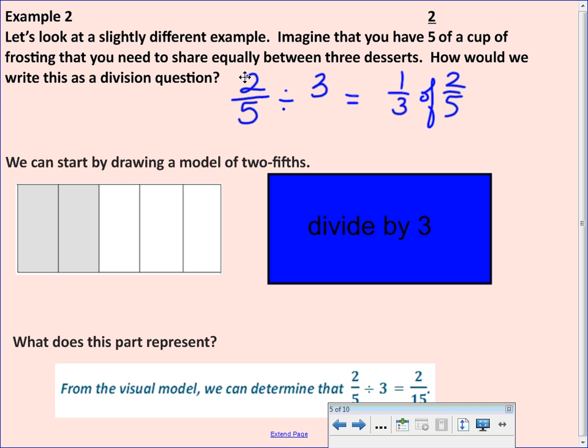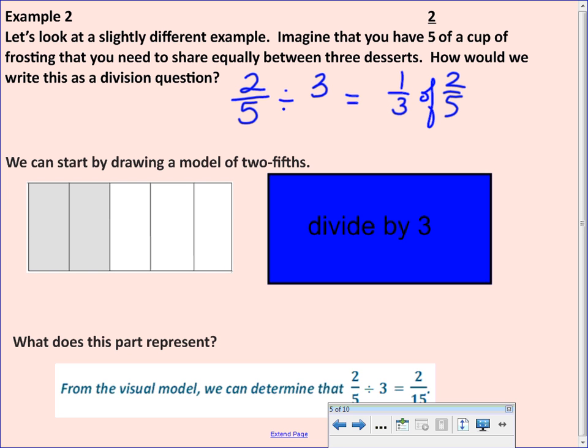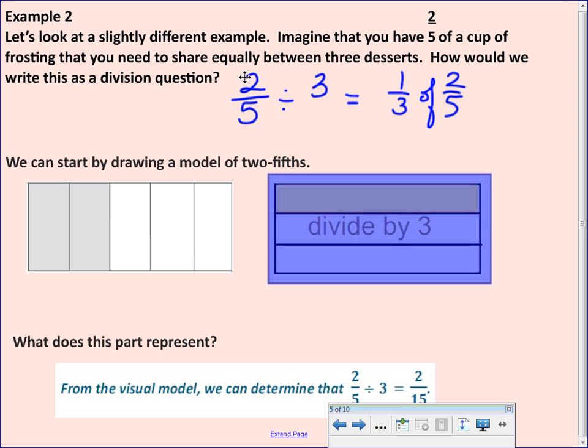So let's start by drawing our model of 2/5. So right here, 2/5. Did they give you the box, right? So shade in 2/5 very lightly because you still want to see them. Now I could take each column and separate it into thirds, right? That's what we did on the first example. But let's do this one a little bit differently. We have to divide this by 3.